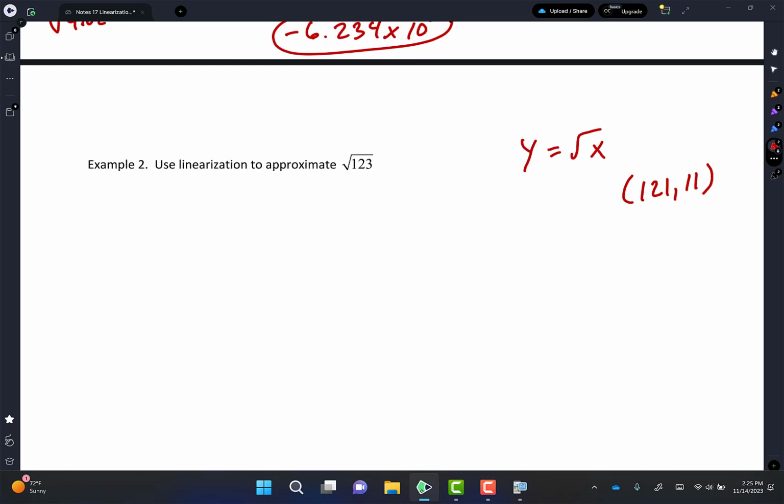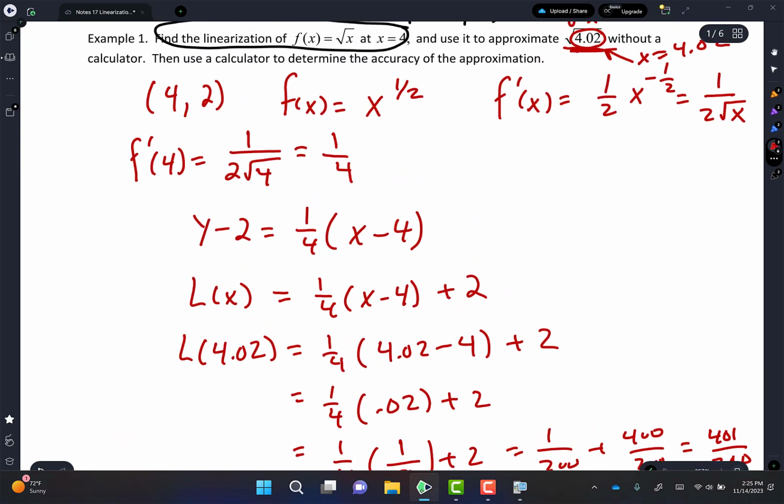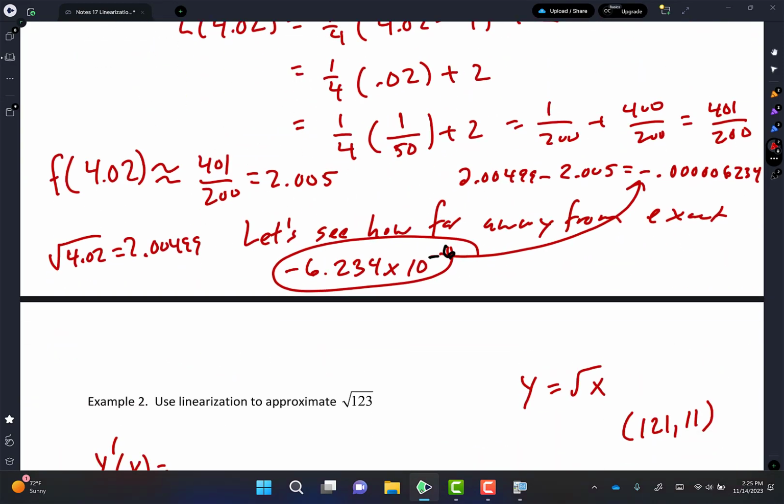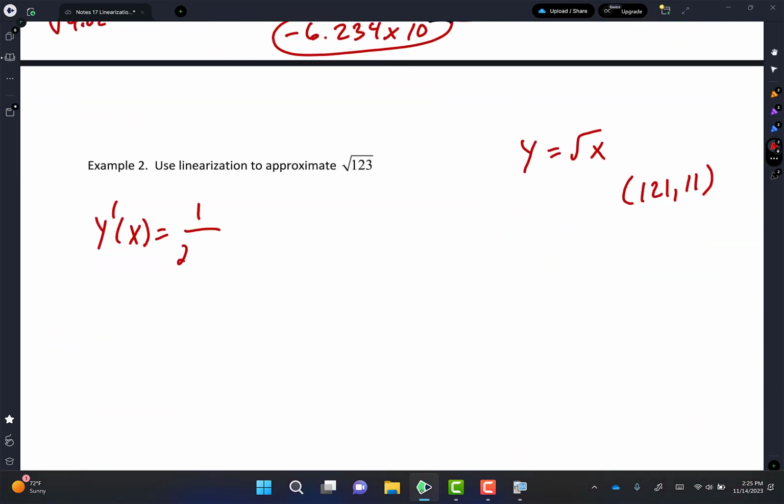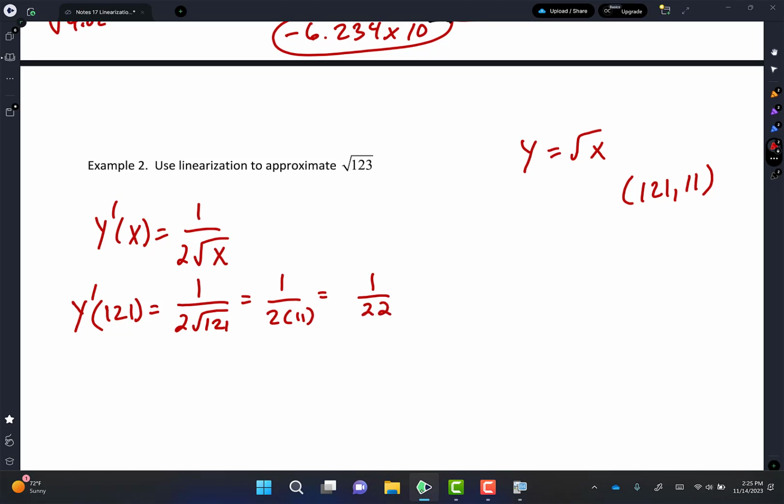All right. So here we go. I'm just going to have y prime equals, and we already did this over here. That's the same equation with square root of x, so 1 over 2 square root of x. Is everyone okay with how we got that? Y prime evaluated at 121 is 1 over 2 square root of 121, 1 over 2 times 11, 1 over 22.